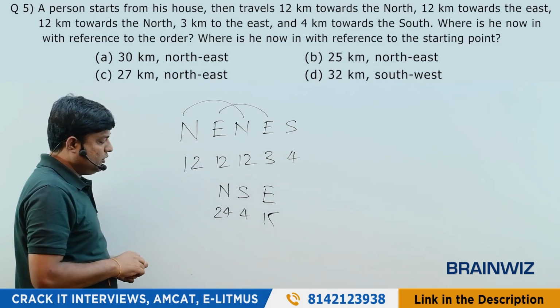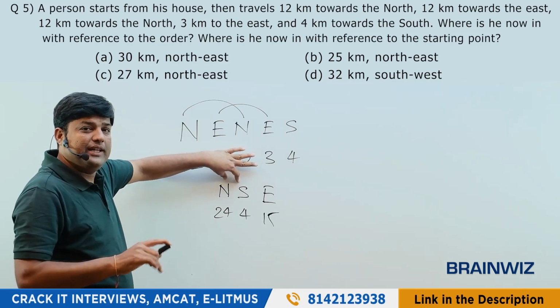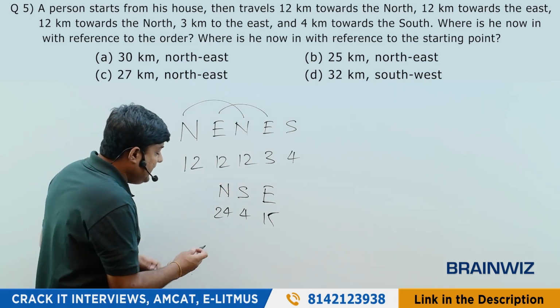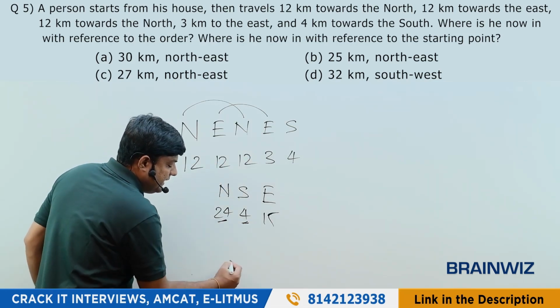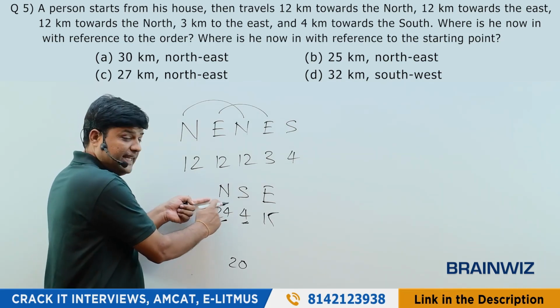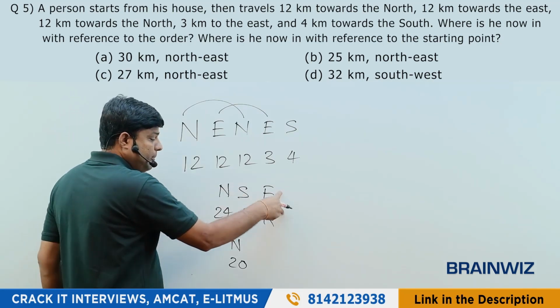Now it's time for the opposite direction. Look at these two. These are north and south. North and south, they are opposites to each other. So we should subtract. So you know that. 24 and 4, that is 20. 24 minus 4, that is 20. Who is extra? North. So let me write down north here. This I'm simply copying from here.